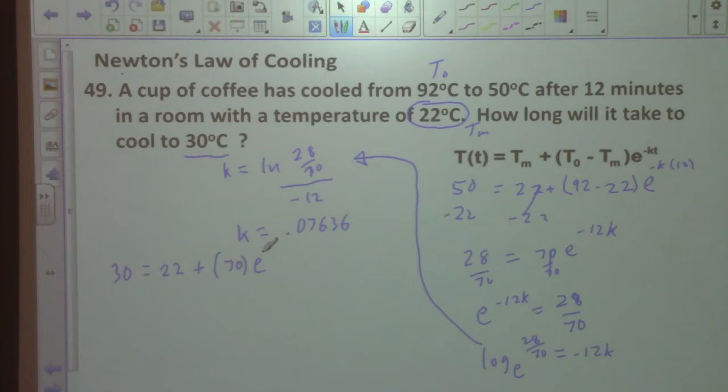e to the negative, and we have what k is now, don't we? 0.07636 times t. And we can subtract 22. So we get 8 is equal to 70 e to the negative 0.07636 t. All right, what I'm going to do is solve by graphing. And how would you solve this by graphing?